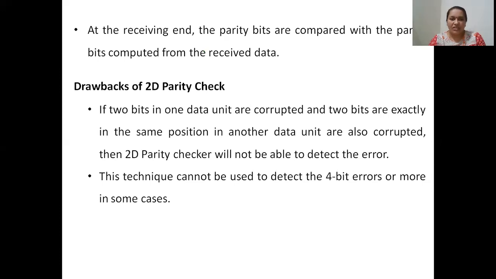If 2 bits in a data unit are corrupted and any other 2 bits on the same position in any other data unit are also corrupted, still the 2D parity checker will not be able to detect the errors. So there is a drawback with two-dimensional parity check as well. So these 2 techniques, the single parity check and two-dimensional parity check, are useful only in those sorts of communication channels where the possibility of burst errors is less. Wherever there is possibility of only single bit errors happening, these 2 parity checks can be used.